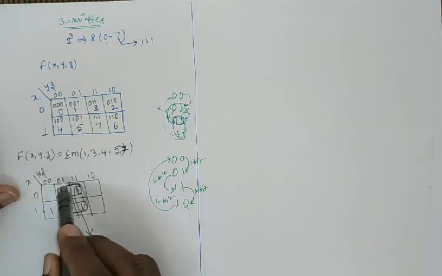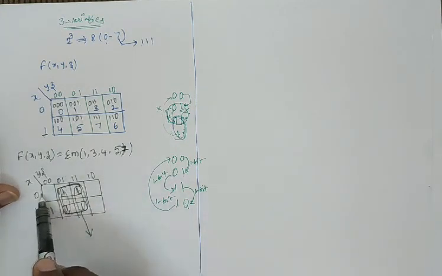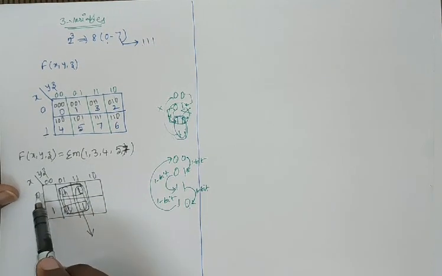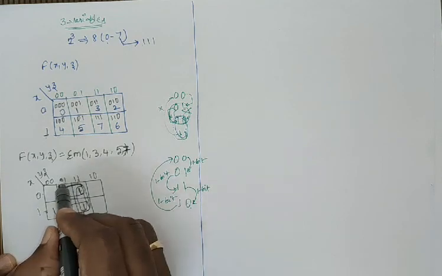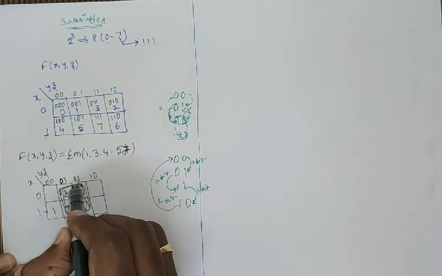It indicates 2 rows and 2 columns. For 2 rows, what are the possible combinations? 0 and 1 are the variables. So we can't represent the row, so directly we can represent the column. So that is 0 and 1.